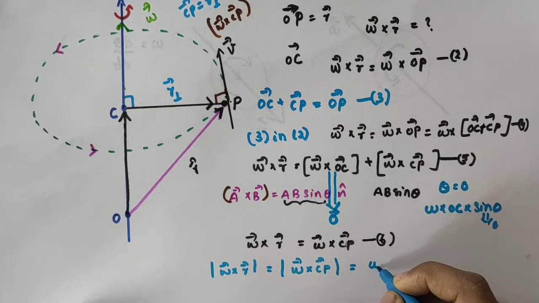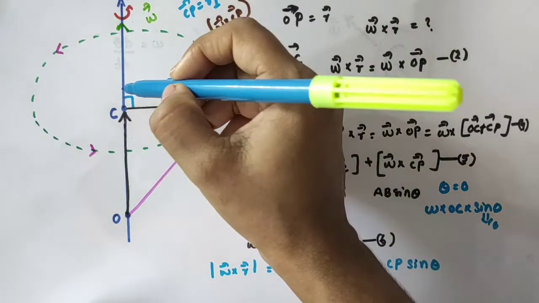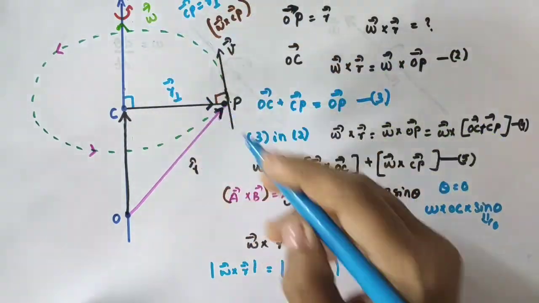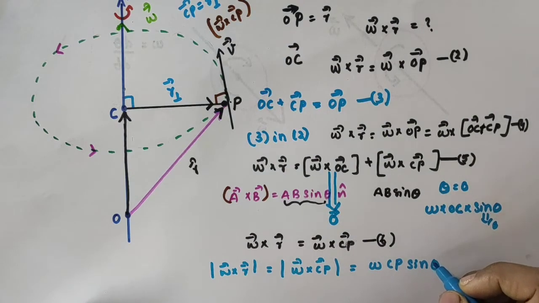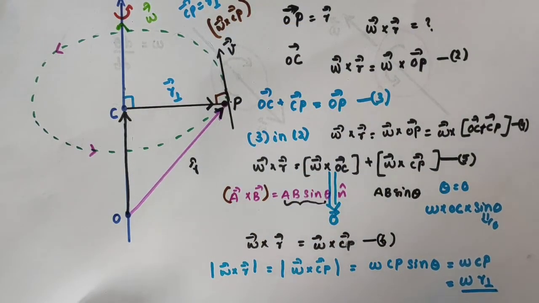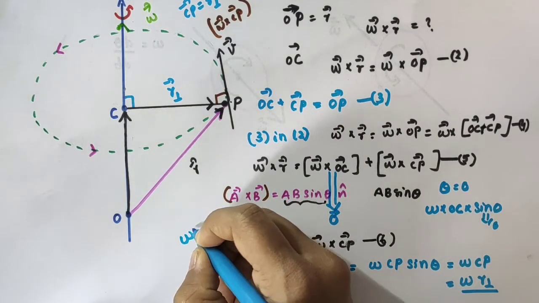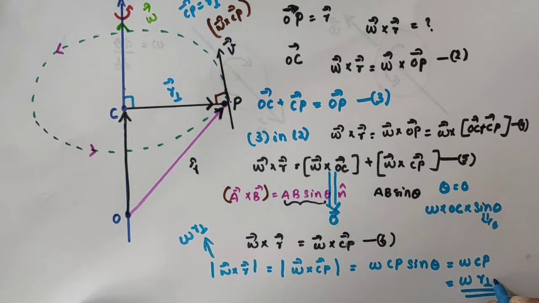Its magnitude would be omega into CP into sine of the angle between them. What is the angle between the angular velocity and the radius vector? 90. What is the value of sine 90? Sine 90 is equal to 1. So 1 into omega CP gives omega CP. What is omega CP? Omega into CP can be taken as R perpendicular. So we got the magnitude of vector omega cross vector R as omega into R perpendicular, and I am taking this as equation number 7.